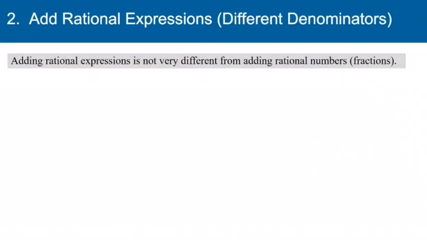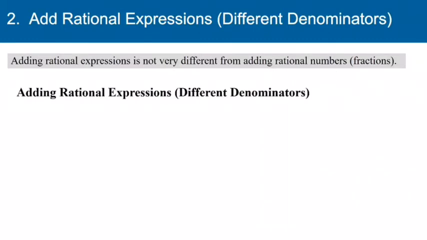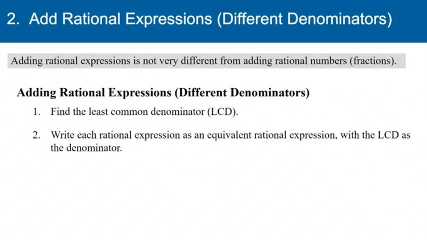Okay, now let's talk about how to add rational expressions when the denominators are different. It's really not any different from adding rational numbers that don't contain variables. It's very much the same steps, so here they are. First, you'll need to find the LCD, and we learned how to do that in the last section. Then you'll need to write each rational expression as an equivalent rational expression, and we also did that at the end of the last section.